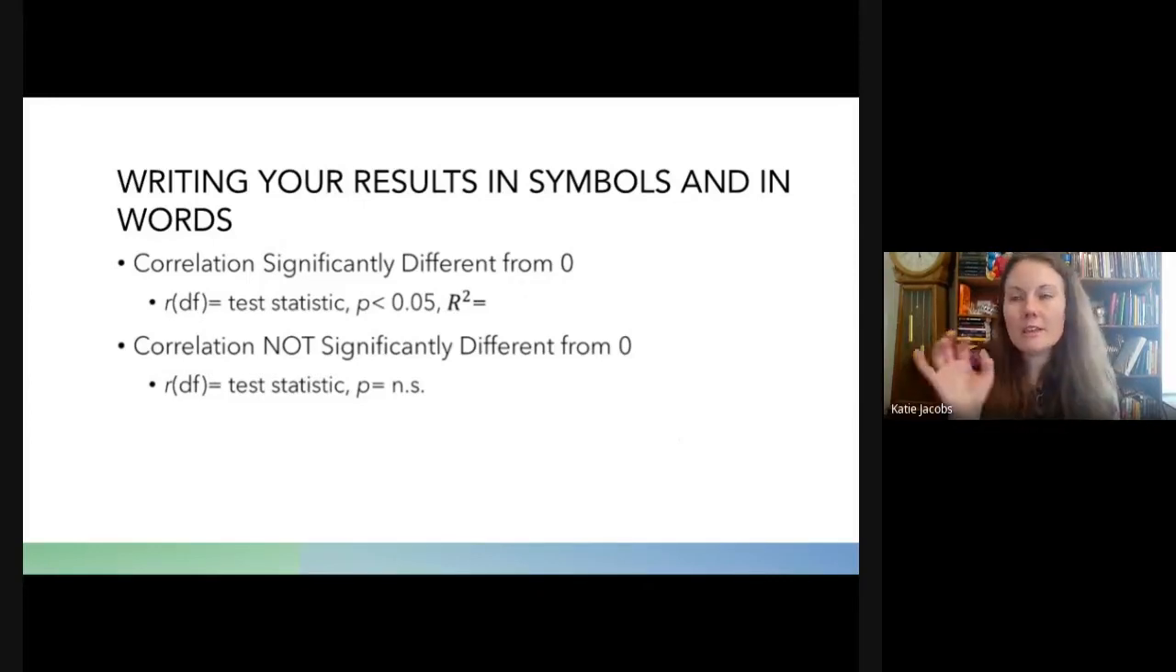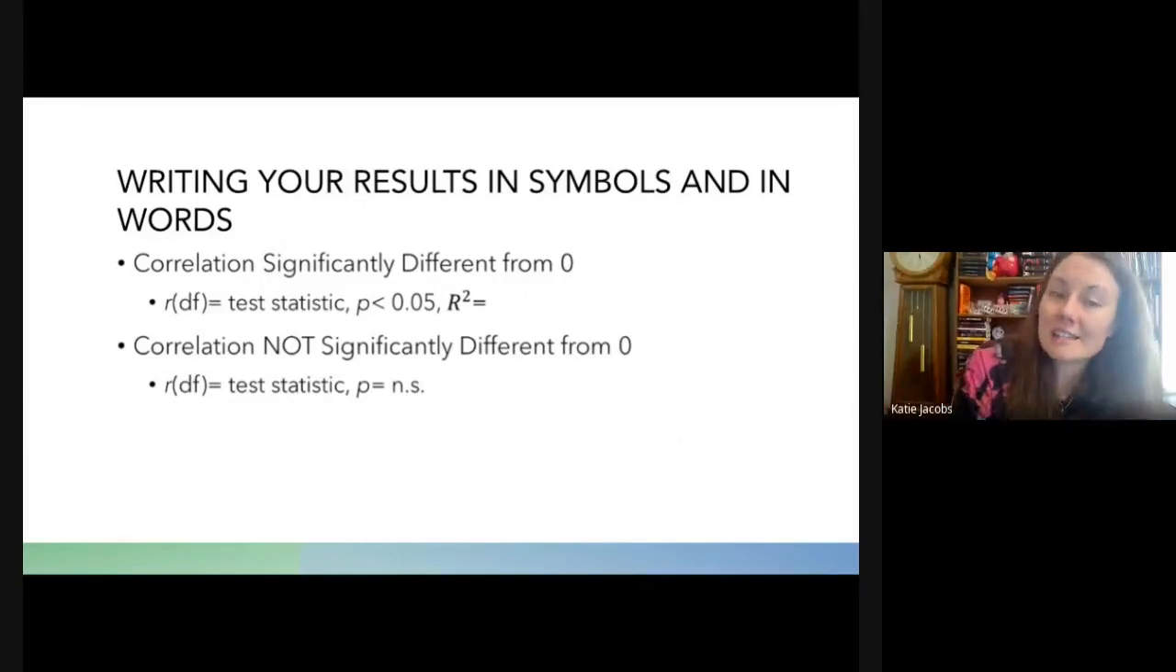Then you're going to have equal, and then the test statistic that you calculated when we used the formula. You're going to put a comma. So if we have significant results, our p-value is less than our alpha level, and we'll have a 0.05. Then we'll have a comma, and then we have r squared, which is a follow-up analysis that you're going to learn in the next step, but you would put your r squared value next.